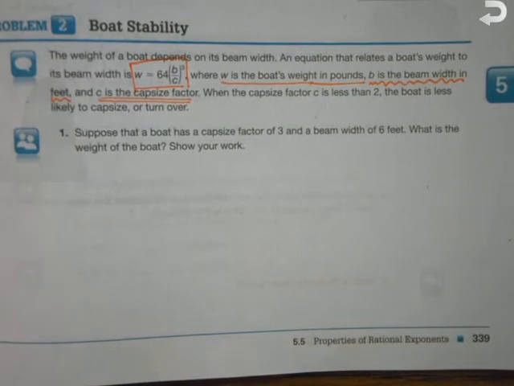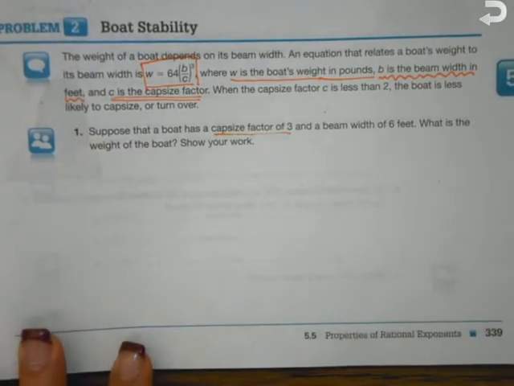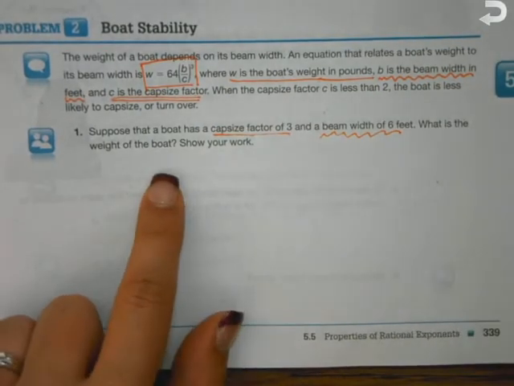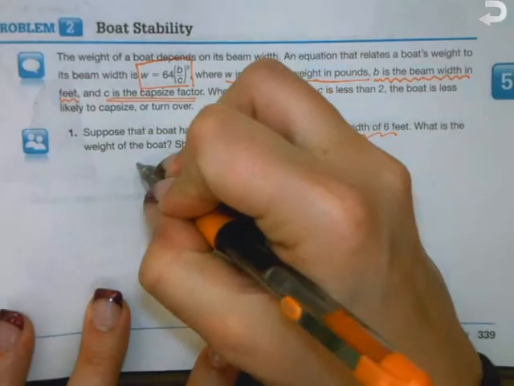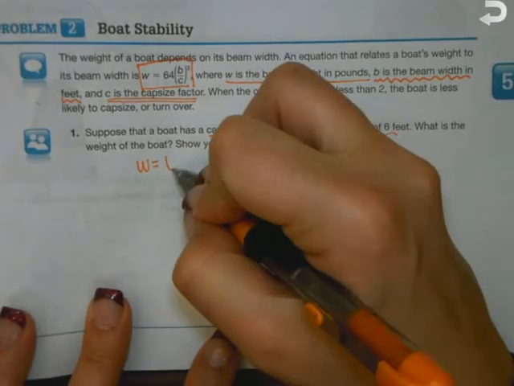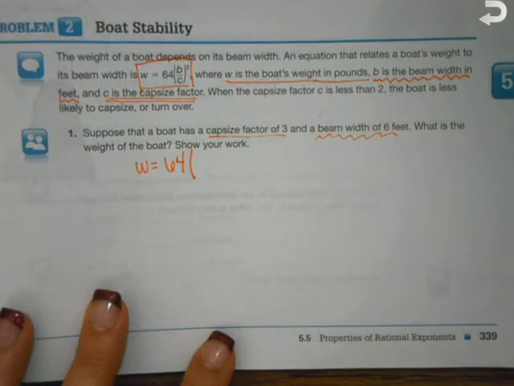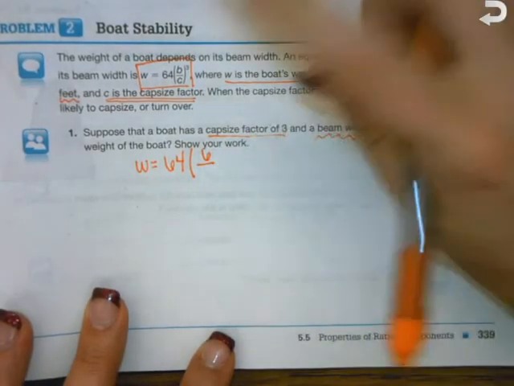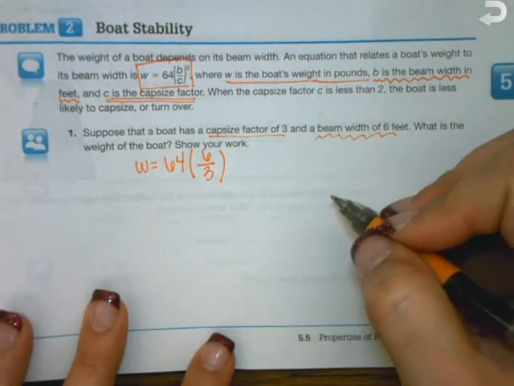So let's suppose that a boat has a capsize factor of 3 and a beam width of 6 feet. What is the weight of the boat? We're going to do this together. First of all, let's plug everything that we know into the equation. So the weight is what we don't know, equals 64 times, what are we plugging in for B? 6, the beam width. Over, what are we plugging in for C? 3. All of that is being cubed.